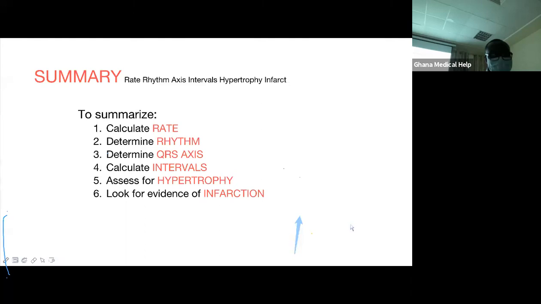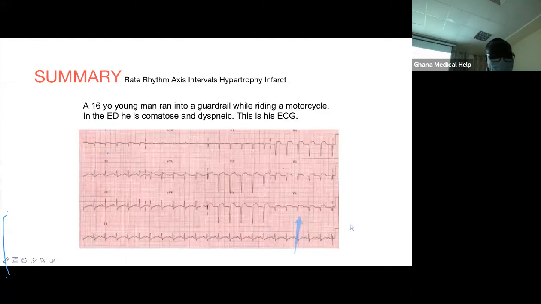Now that we are happy about this, I'll throw a question at random to the floor. Dr. Jaula, a 16-year-old young man ran into, I don't even know what a guardrail is, while riding a motorcycle. In the emergency, he's comatose and dyspneic. And this is the ECG Dr. Blankson has shown to you. What's your comment?